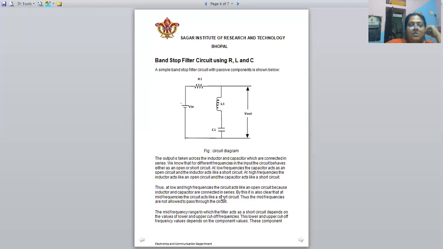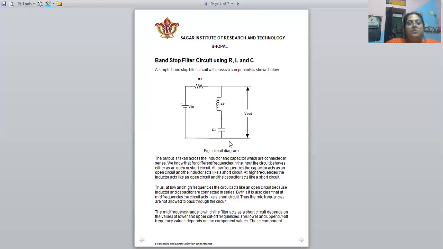This also makes clear that at mid frequency, the circuit acts like a short circuit. Thus, the mid frequencies are not allowed to pass through the circuit. If it behaves like a short circuit, there will be zero voltage drop, so there will be no output voltage. The mid-frequency range for which the filter acts as a short circuit depends on the values of the lower and upper cutoff frequencies. These lower and upper cutoff frequency values depend on the component values.